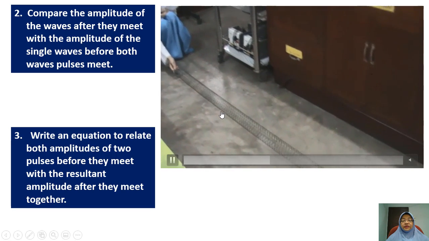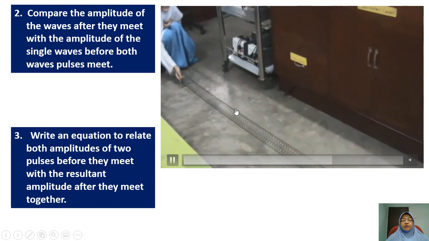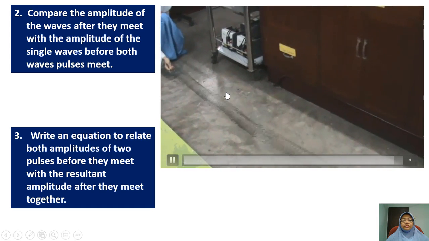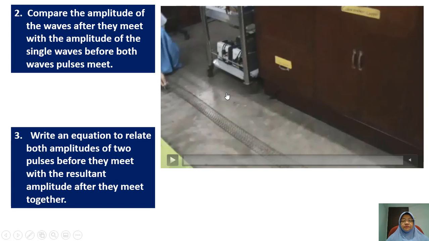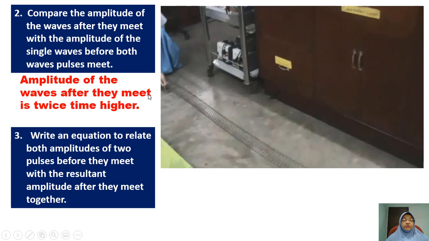Do you notice that? This is a position where the amplitude is maximum. The amplitude of the wave after they meet is twice as high. Write an equation to relate both amplitudes of the two pulses before they meet with the resultant amplitude after they meet together. Before, both students give a pulse of amplitude A, and when they meet together, the amplitude is bigger, equal to 2A. A plus A equals 2A.